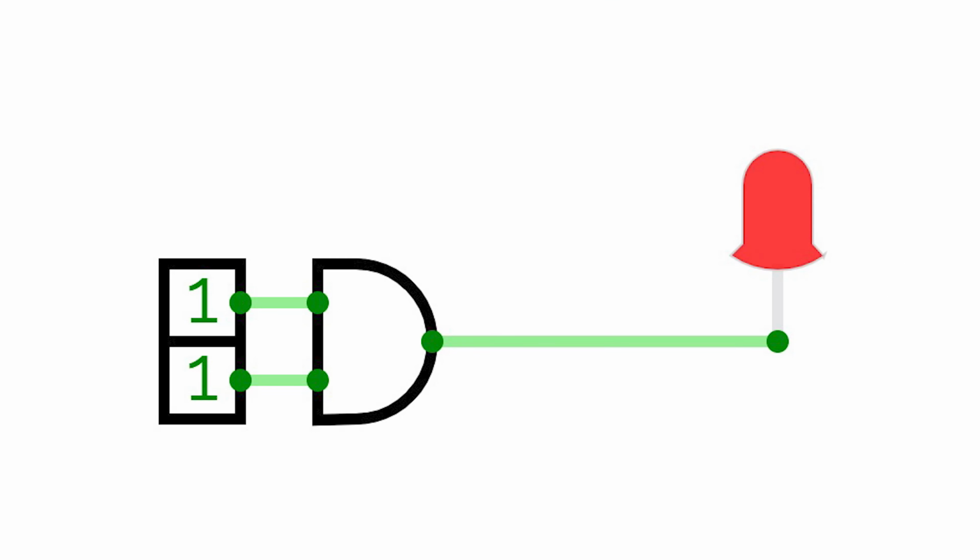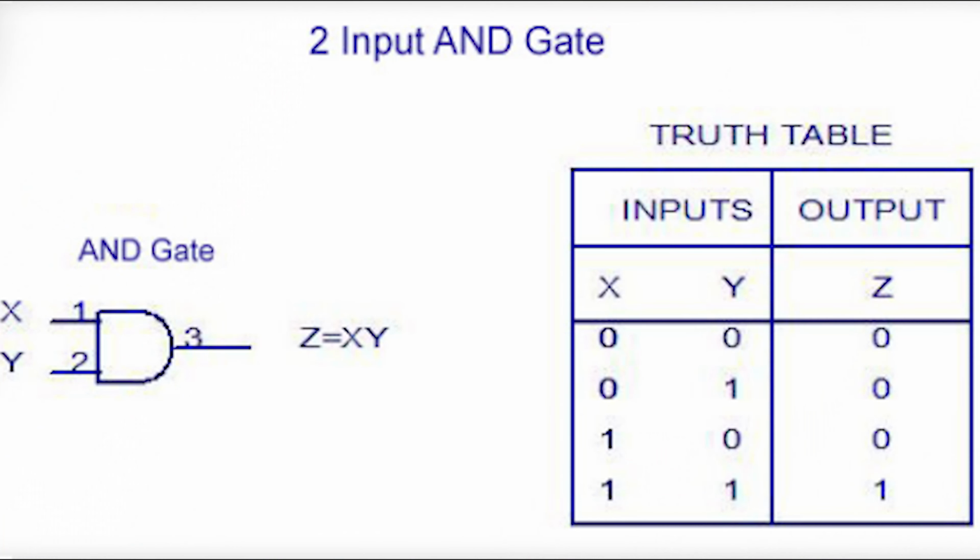The first gate is the AND gate. This gate will only produce a high output if all of its inputs are high. The truth table is 0 and 0 equals 0, 0 and 1 equals 0, 1 and 0 equals 0, 1 and 1 equals 1. In simple terms, both conditions must be true before the output becomes true.